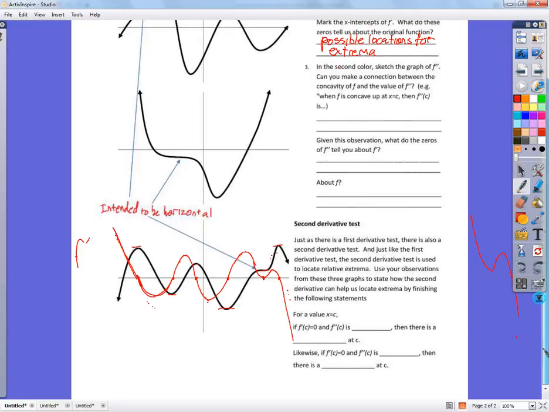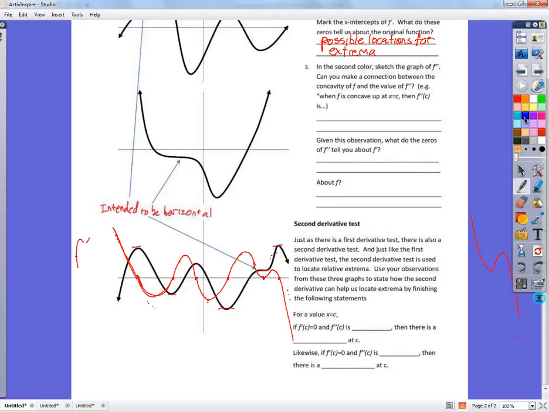So in the second color, we're going to draw f double prime. Well, let's think about this. How did we help ourselves to draw f prime, the original derivative? What did we use to help ourselves? We found slopes of 0 on the original function. And that is an x.